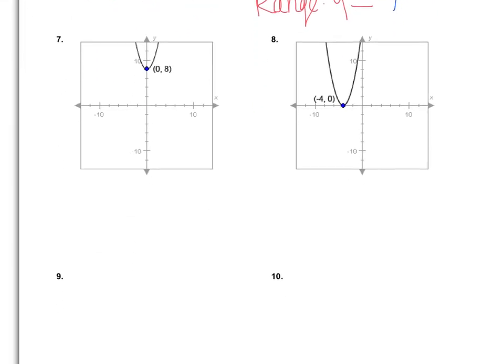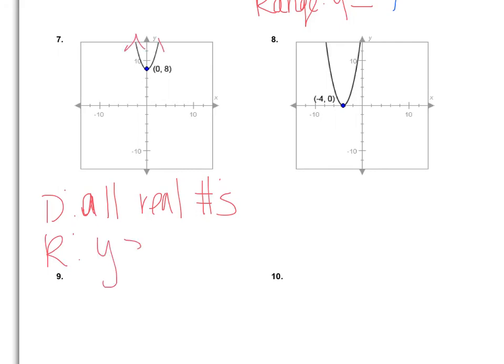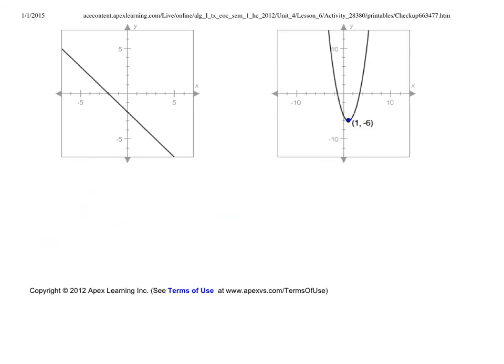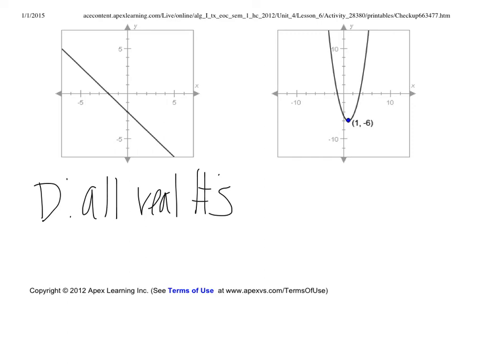Number 7, it's a parabola, so the domain is all real numbers. Your range, well, this parabola opens up, so it's going to be y's that are greater than or equal to whatever this y value is here, which is 8. And lastly, number 9, it's a line, so the domain would be all real numbers, and the range would also be all real numbers.